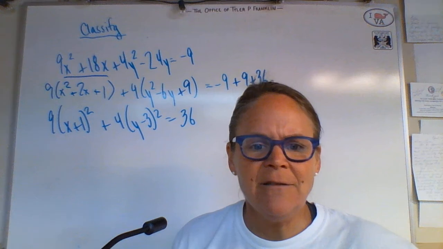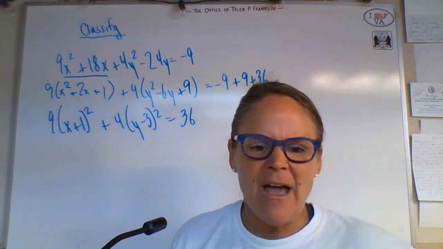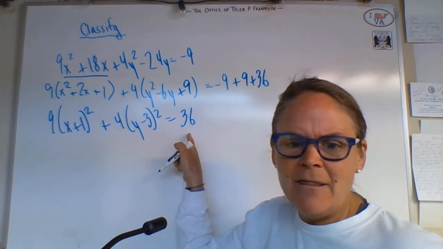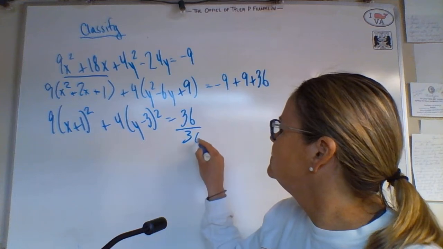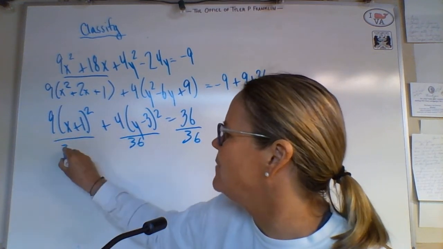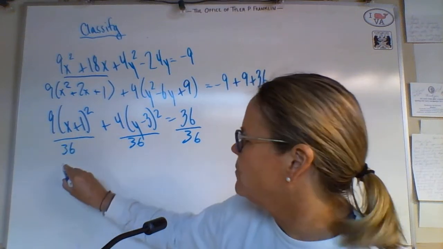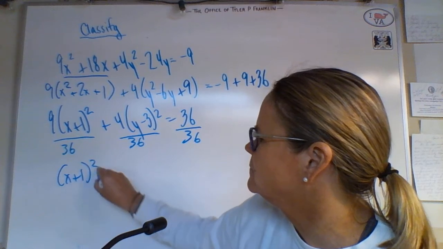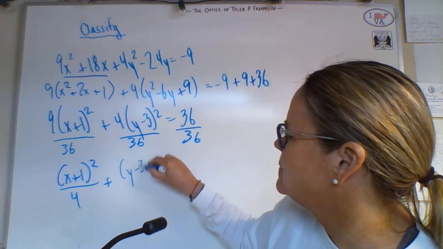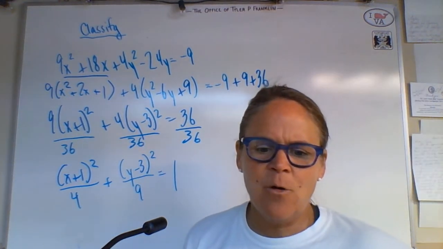The equation of an ellipse and a hyperbola is always equal to 1. So now you have to think, how can I make it equal to 1? I've got to get rid of that. Well, if I divide that by 36, I have to divide everything by 36. 9/36 is 1/4. 4/36 is 1/9. There's my equation.